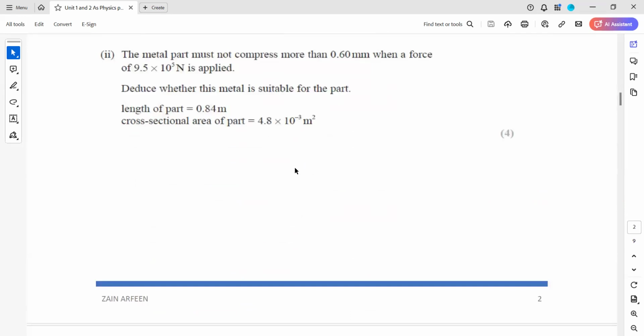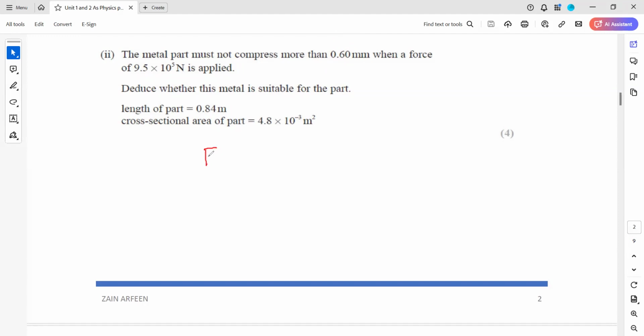The metal part must not compress more than 0.6 millimeter. So the change cannot be more than 0.6 when the force of 9.5 exponent 5 is applied. Deduce whether this metal is suitable for the part. So the change in the length cannot exceed 0.6 millimeters.